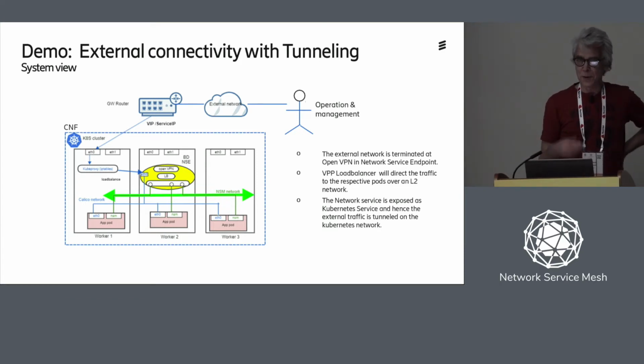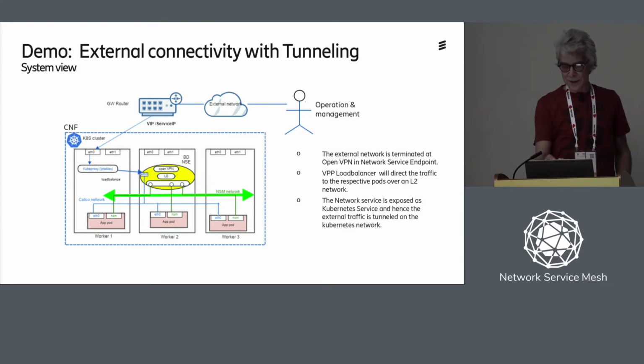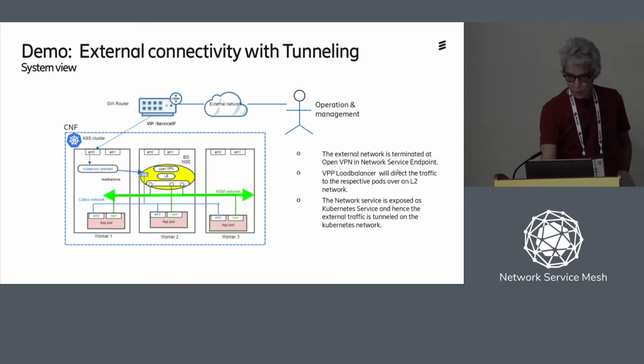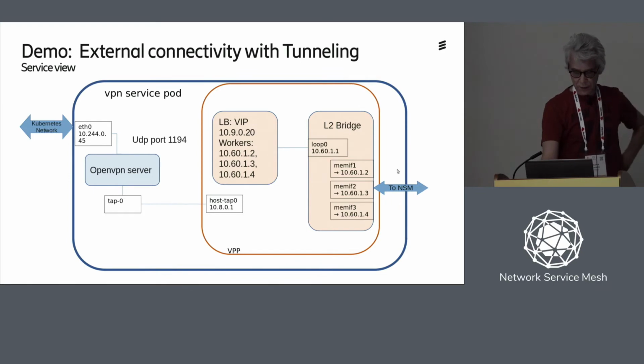So what we did, we took the bridge domain service in the examples directory, we added an OpenVPN server to it, and we activated the load balancer that's part of VPP, the LB plugin. And then we have an L2 network to our applications. With this, we can sit externally, and we can get into the Kubernetes system using a normal Kubernetes service for the OpenVPN port. So this is the overall system view of it, and this is what the actual service looks like.